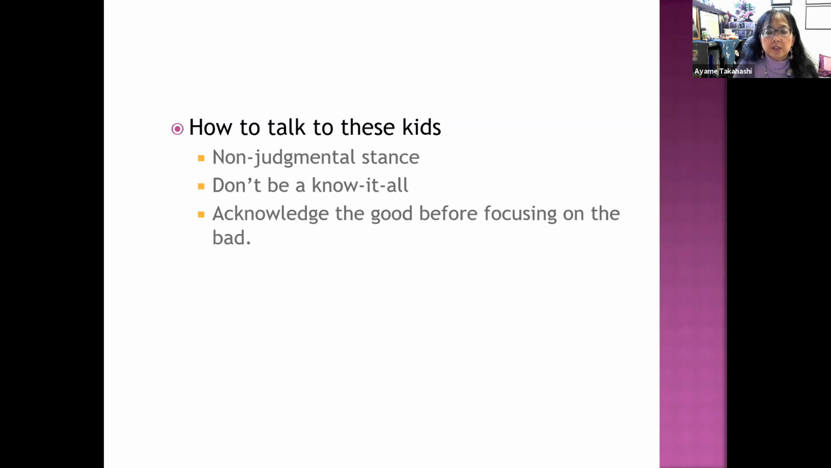So how to talk to these kids? Non-judgmental stance is extremely important. Don't be a know-it-all. Because frequently, especially the kids who've been at this for a while, they may know a lot more than you do about what's out there and what its effects are. So acknowledge that. Acknowledge what they know, but also acknowledge that you're also an expert and this is what you know about the ultimate effects.